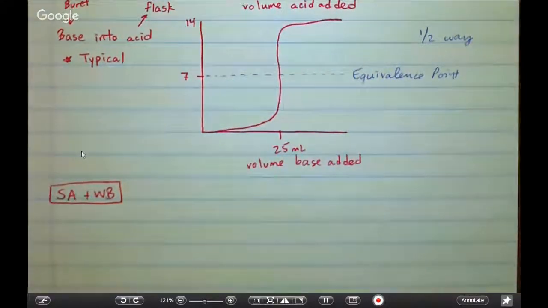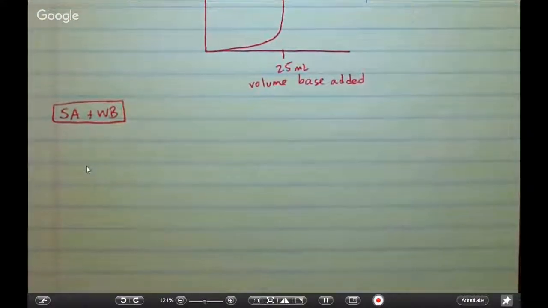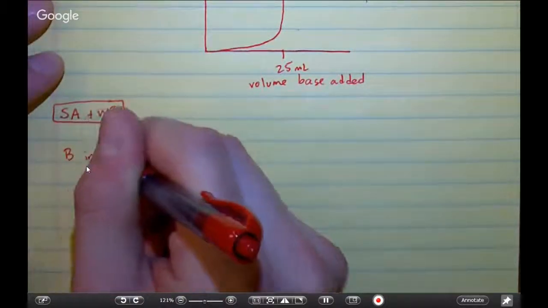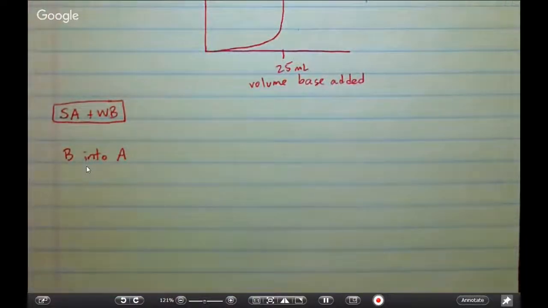Okay. Now, in case we have a strong acid and a weak base, where do you think the equivalence point is going to lie in this example? At 7, below 7, above 7? Below 7. Okay. So we're going to assume base into acid again.